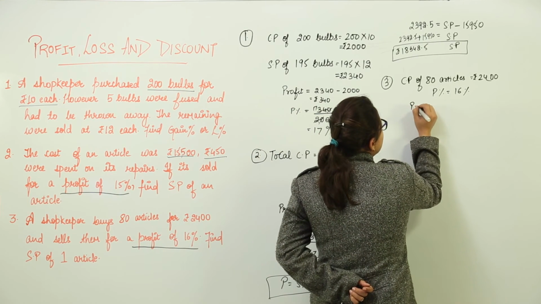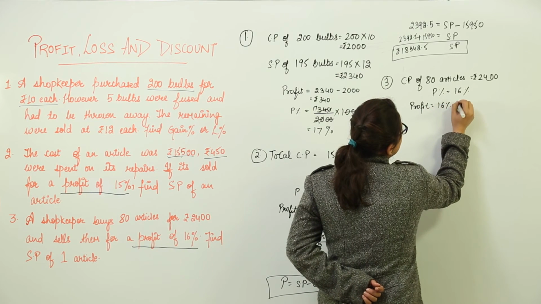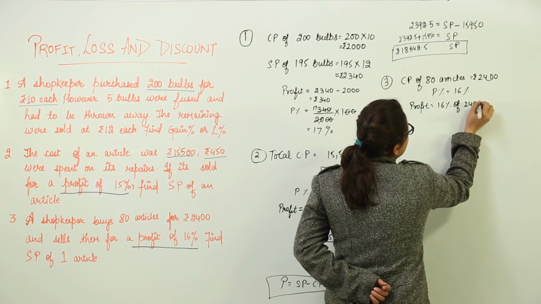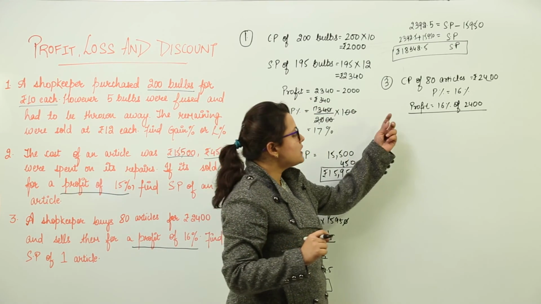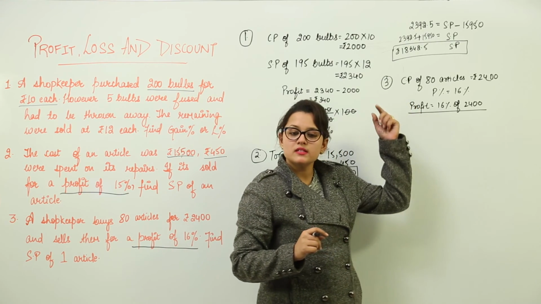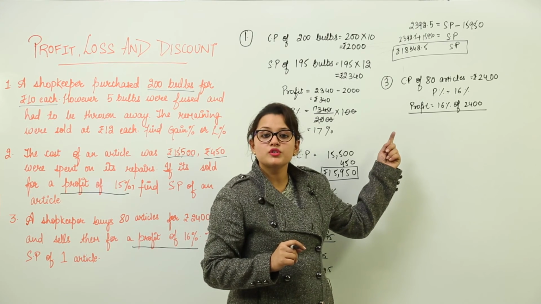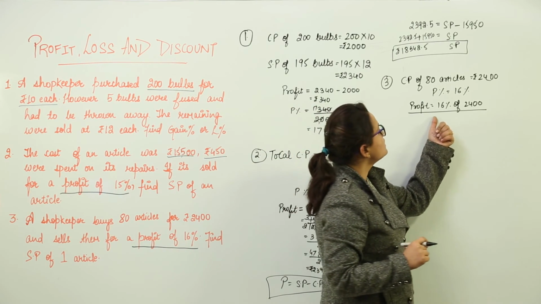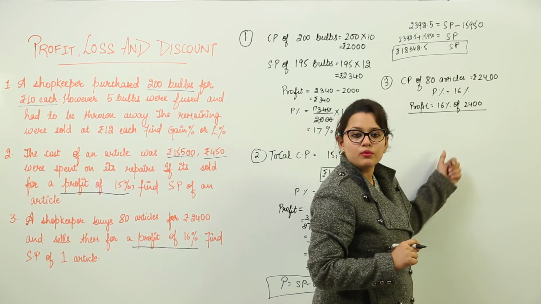We will first calculate the profit, that would be equal to 16% of 2400. Why am I doing this step? I'm going to explain it again. Please pay attention. Profit is calculated on cost price, same as loss. Loss percent is also calculated on cost price only. So what we do here is, we calculate 16% of 2400. That will be the profit earned.